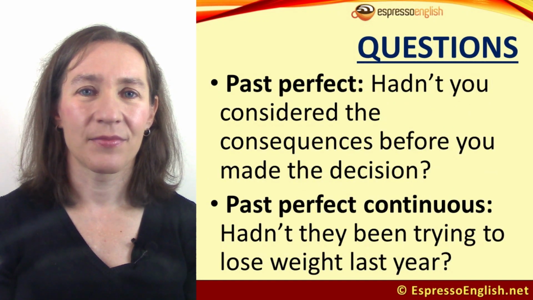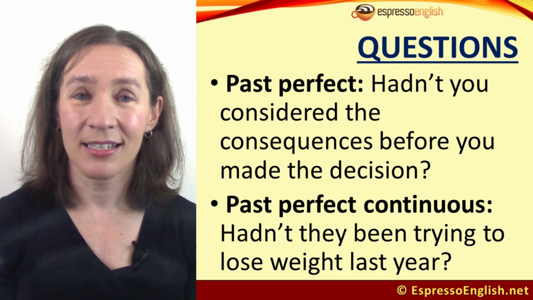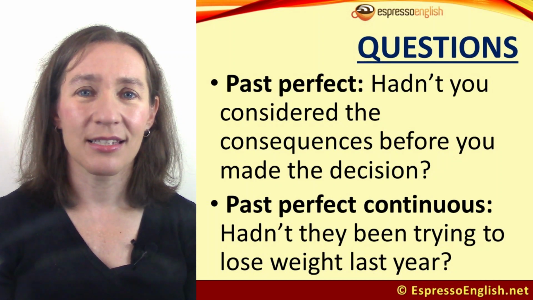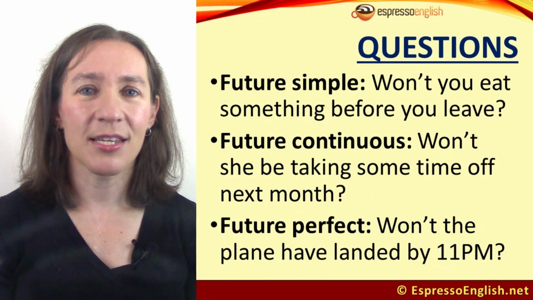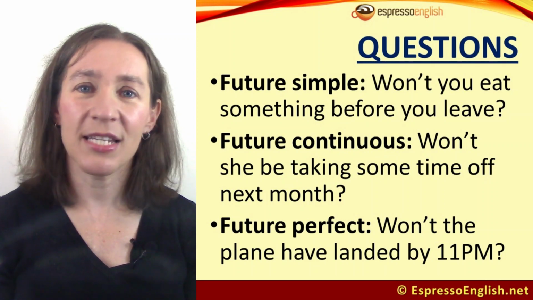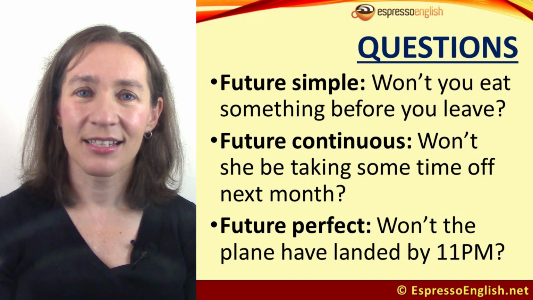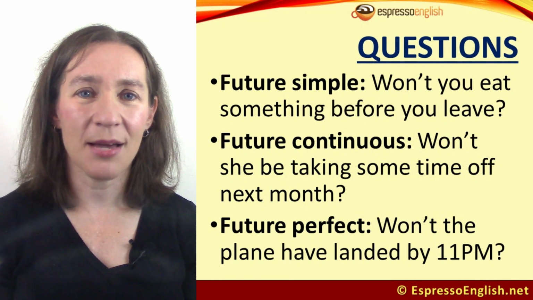Past perfect. Hadn't you considered the consequences before you made the decision? Past perfect continuous. Hadn't they been trying to lose weight last year? Future simple. Won't you eat something before you leave? Future continuous. Won't she be taking some time off next month? Future perfect. Won't the plane have landed by 11 p.m.?